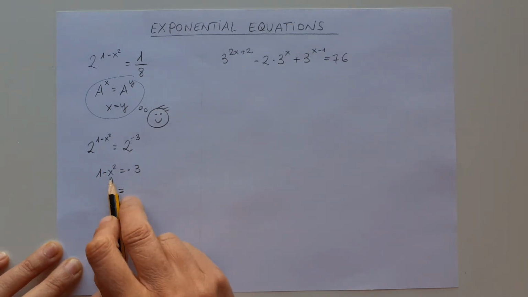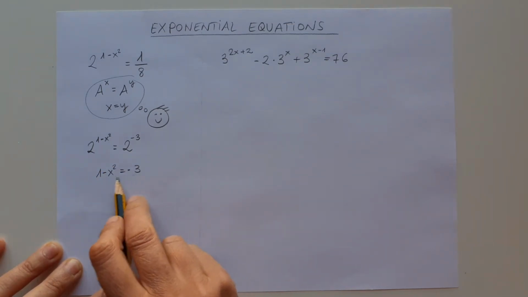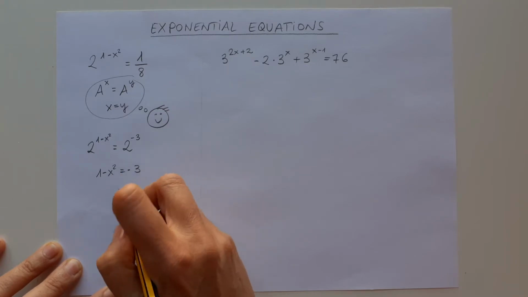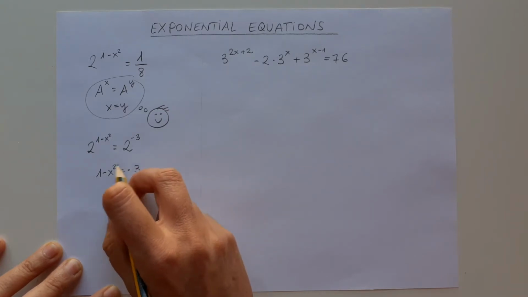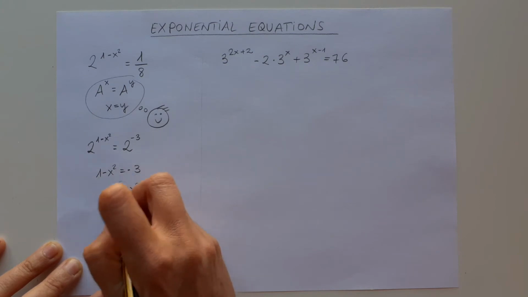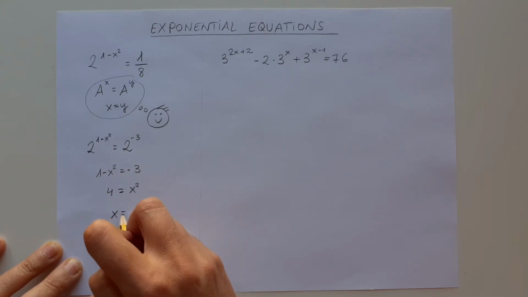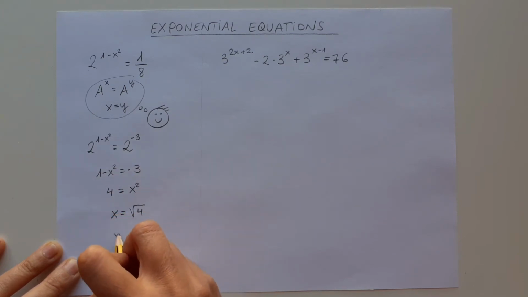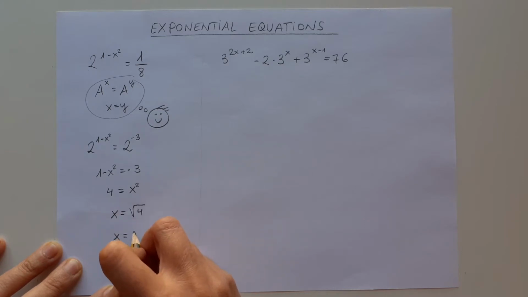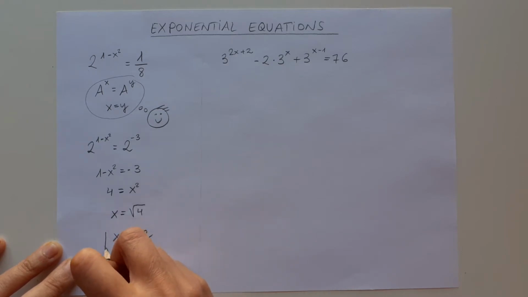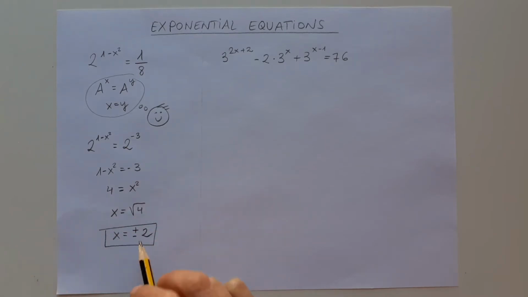And let's work on this equation, a second degree equation. We can move this to this side, adding, and this one adding, 1 plus 3 equals 4. So x equals the square root of 4, which has two solutions, positive and negative 2. These are the values for x that I was looking for.